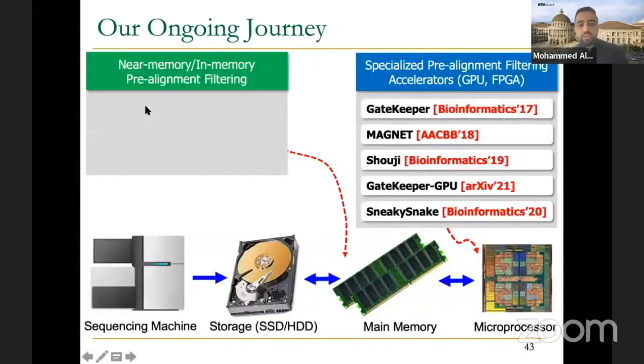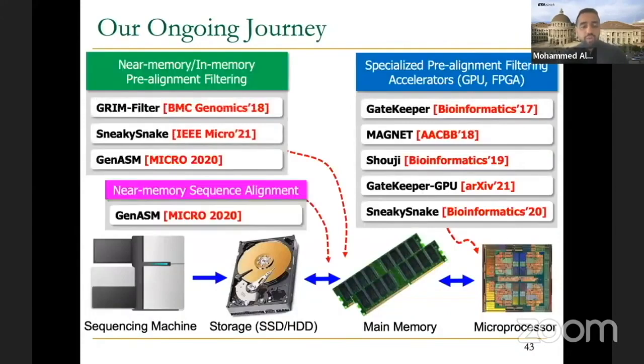Now, there are also other efforts from our group on accelerating read mapping. As you can see, GateKeeper falls under the category of replacing the CPU with a specialized core, but we still suffer from the memory bottleneck, for example, or a storage problem, moving the data from the storage all the way to main memory and to the FPGA itself.